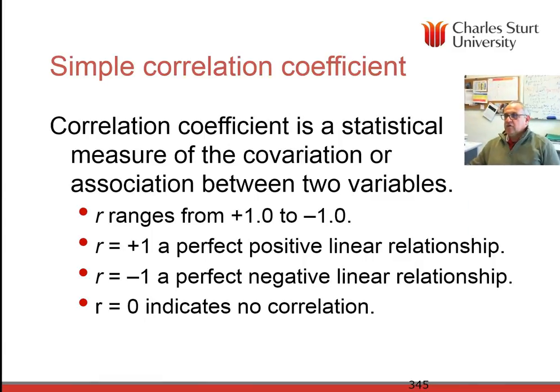Now, if you've got a lot of independent variables, one way of assessing whether there's a relationship between a range of independent variables and one dependent variable, or sometimes between a number of independent variables and dependent variables, is what we call the correlation coefficient.